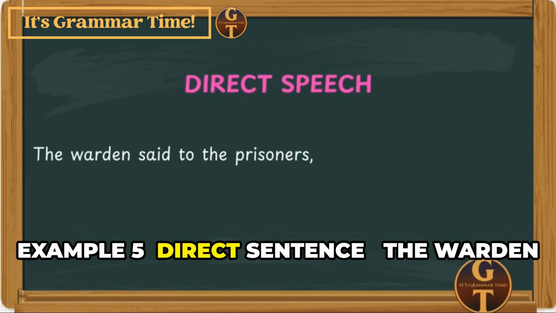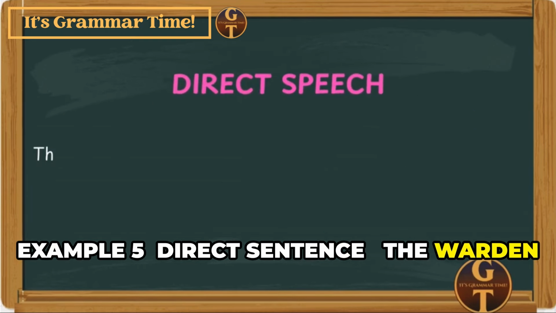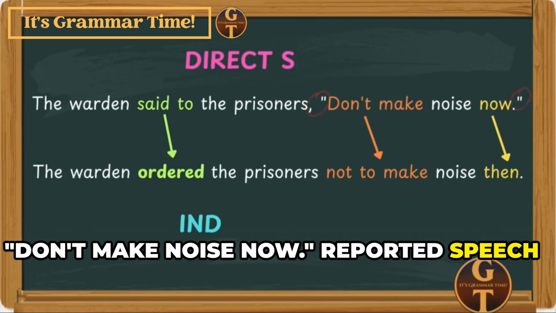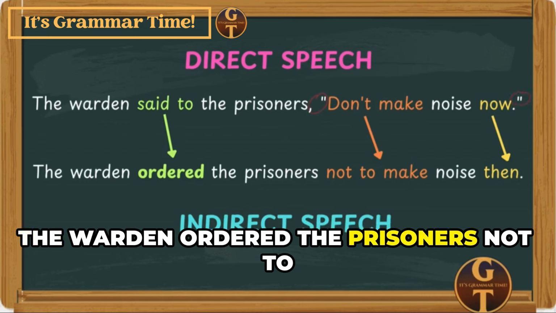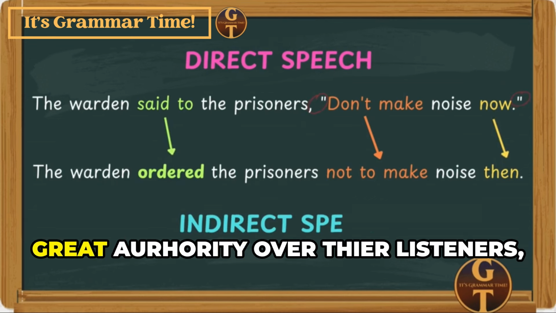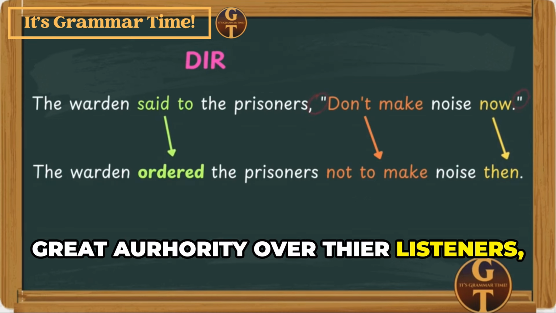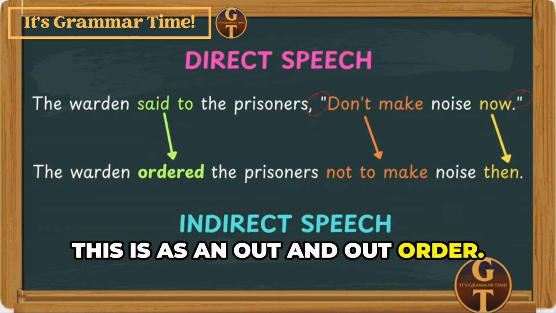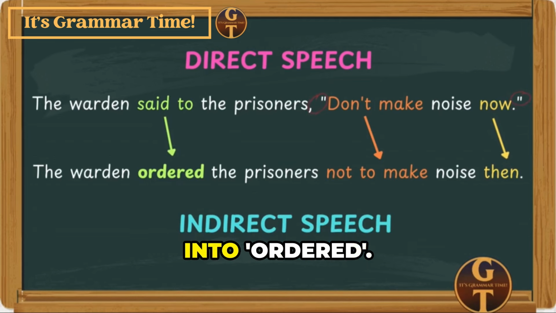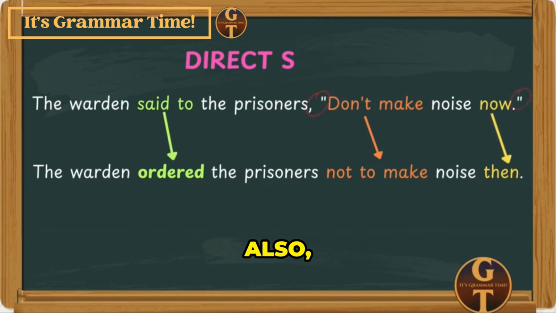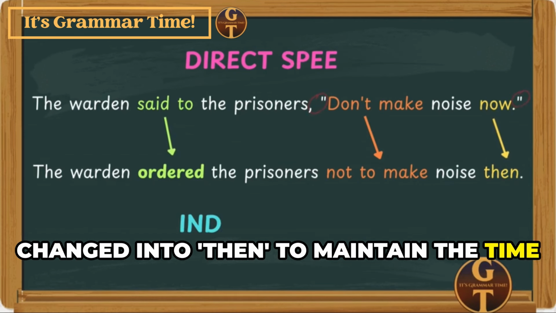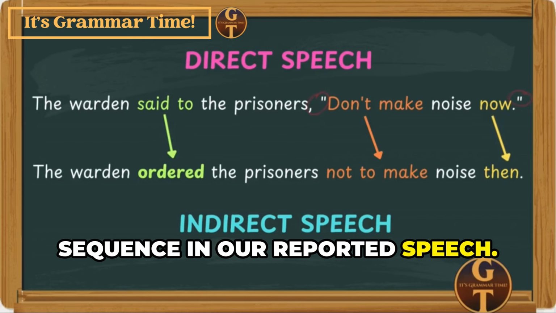Example 5. Direct sentence. The warden said to the prisoners, "Don't make noise now." Reported speech. The warden ordered the prisoners not to make noise then. Since the speaker in this sentence wields great authority over their listeners, this is an out-and-out order. Accordingly, we have changed the reporting verb said into ordered. Also, note how the time marker now has changed into then to maintain the time sequence in our reported speech.